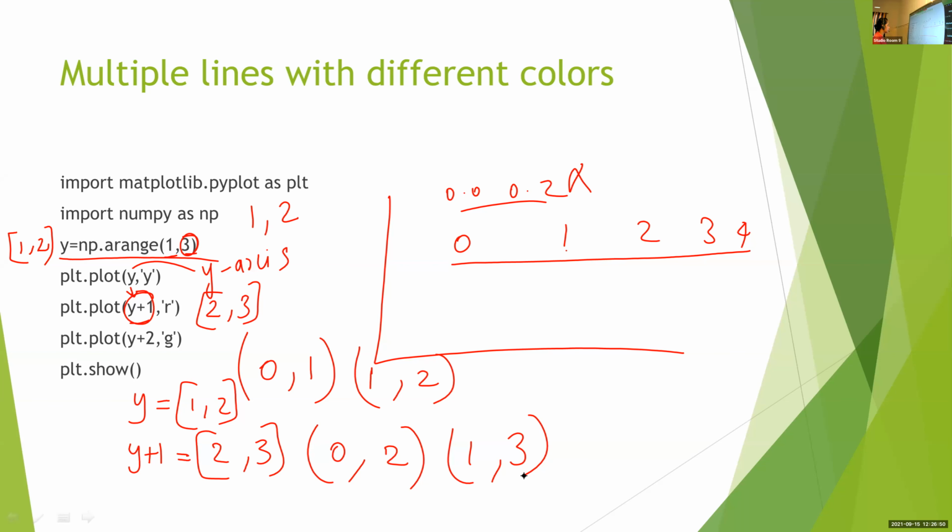One more is there. 3. Then 4. 3 and 4. Correct, Irfan. So y plus 2 means 1 plus 2 it is 3. 2 plus 2 it is 4. So how is the combination, Ashish? Here what we can write? 0, 3. Then 1, 4. Correct, 1, 4. Okay. Is it clear?